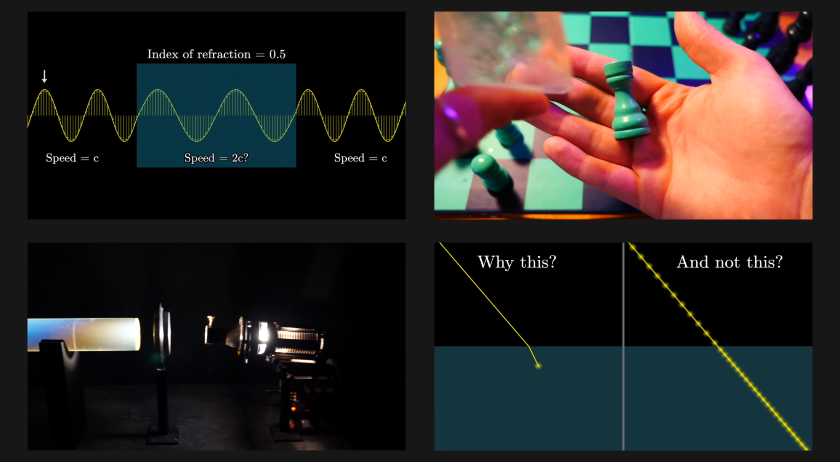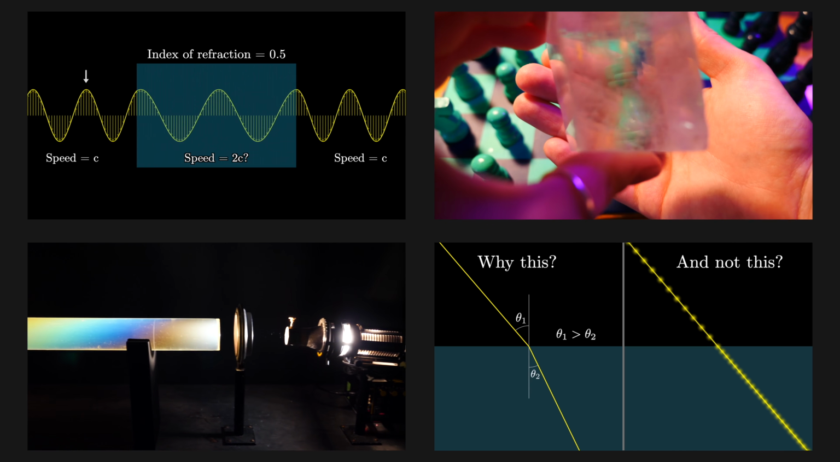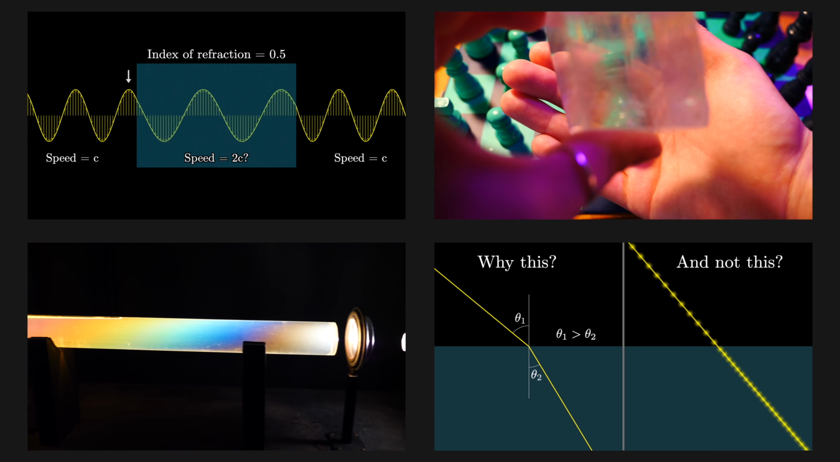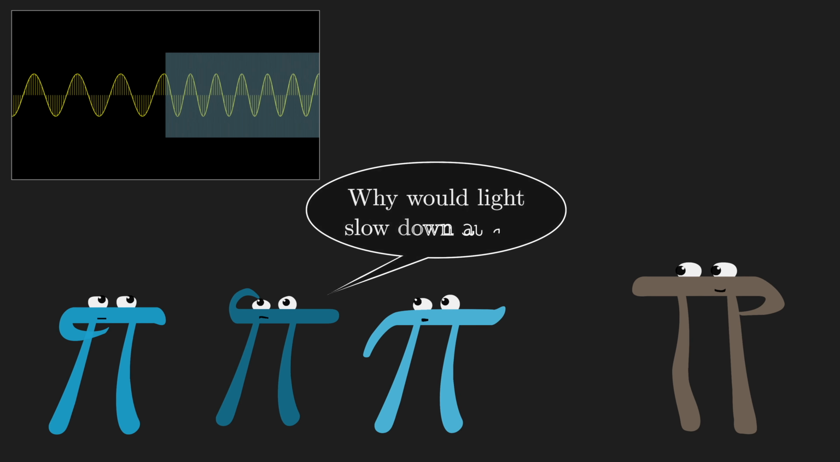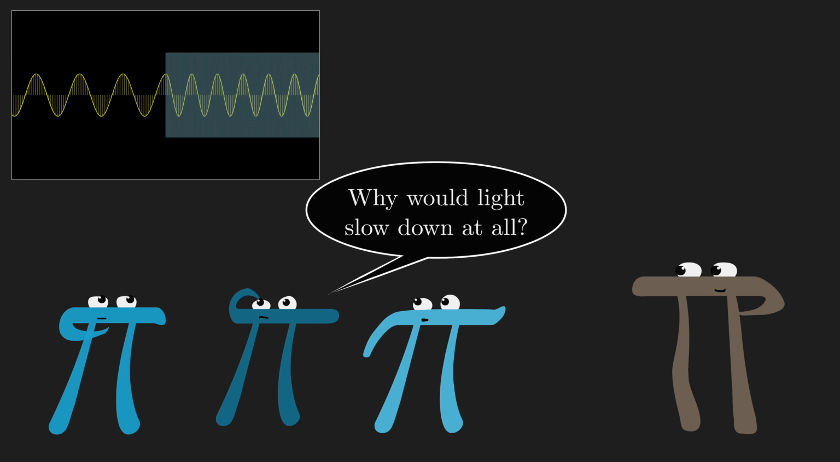I promise we will get to all of these questions later, but it makes sense to first lay down some groundwork by spending the bulk of our time on the key question of why passing through a medium would change the speed of a light wave at all.